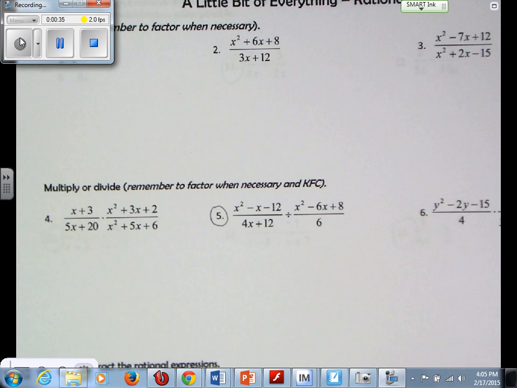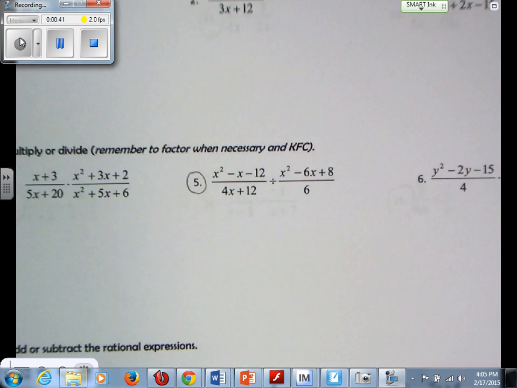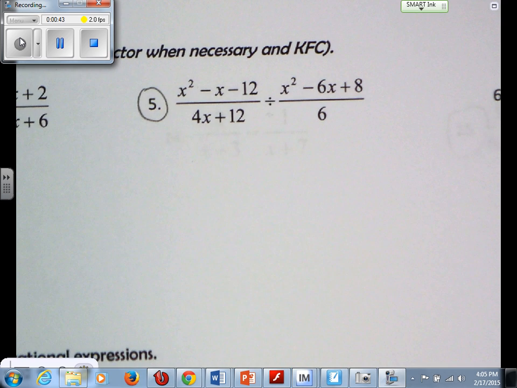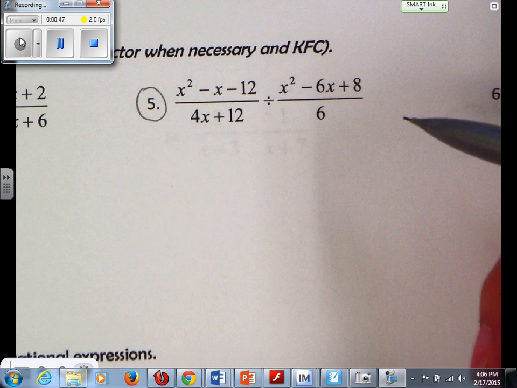I do have 2 students here in tutoring, so we're going to have them be the class, and then we're going to work through number 5. For the most part, I'm going to go a little bit fast, but you can stop and rewind if you get lost. Alright, so if you look at number 5, you're dividing 2 rational expressions.